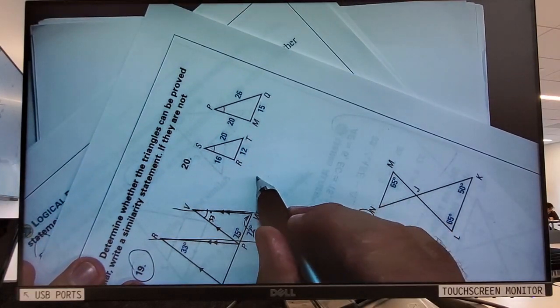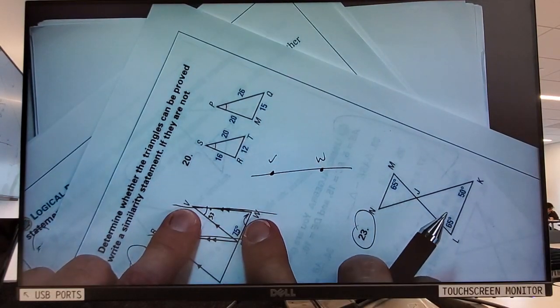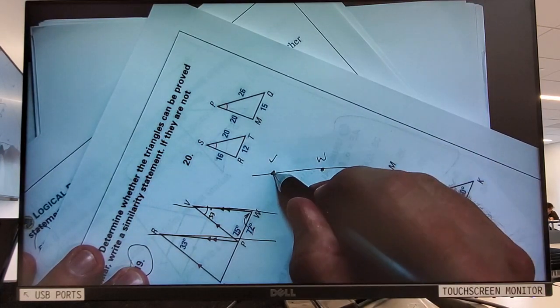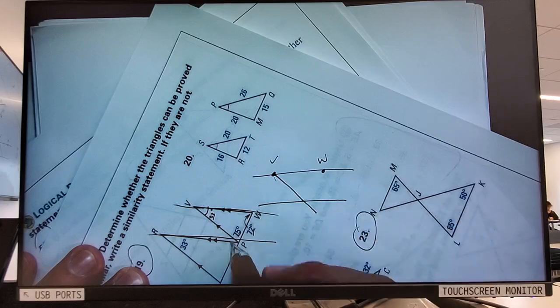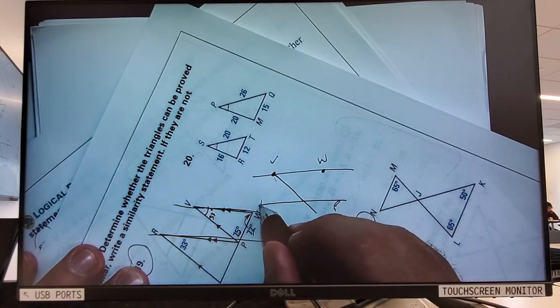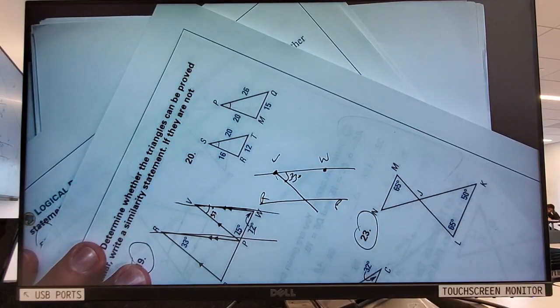Maybe I should try to redraw this. There's V and W, yes? Here's the transversal coming through. And then here is P and R. If this is 33 here, what else is 33?